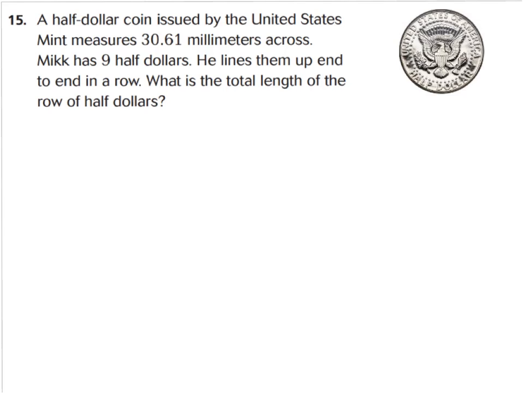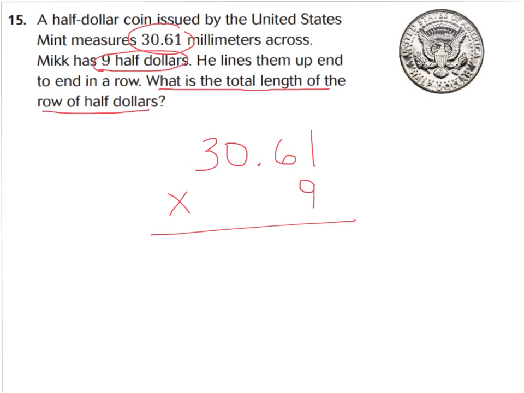All right, let's take a look at question 15. It says, a half-dollar coin issued by the United States Mint measures 30 and 61 hundredths millimeters across. Mick has 9 half-dollars. He lines them up end to end in a row. What is the total length of the row of half-dollars? So we're looking at the total length across. We know he has 9 of them, and each one is 30 and 61 hundredths. Let's go ahead and set up our equation, and then you may press pause to find your answer, and let's see if our answers agree. Go ahead and press pause now.